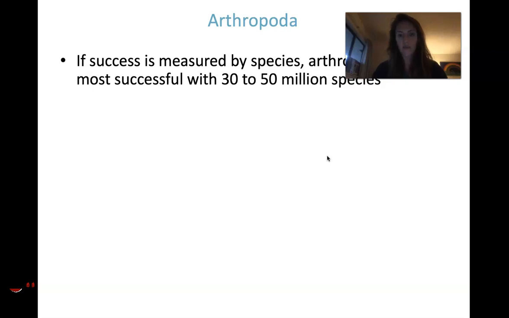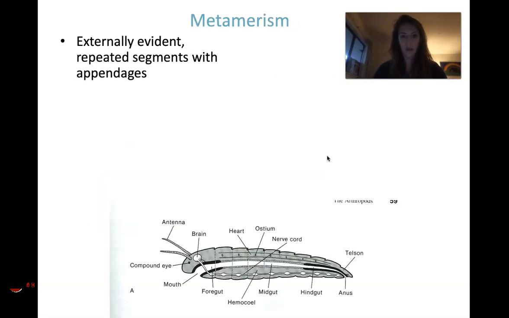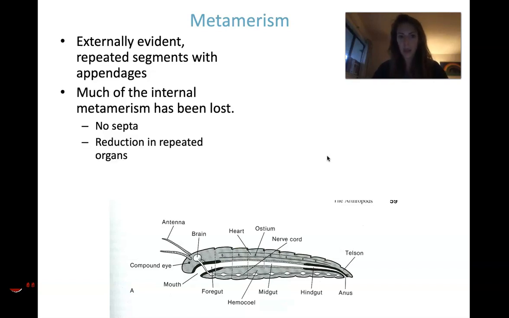Okay. So if we were measuring success by number of species, arthropods would be the most successful. It's the biggest phylum, the most diverse phylum of all the phyla we'll talk about. And there have been 4 major things that we think have helped arthropods be successful. This is going to be metamerism and tagmatization, we'll talk about that, exoskeleton, the hemocoel, and metamorphosis. Okay. So in metamerism, we saw this in the annelids, right? We saw that there are externally evident repeated segments, including appendages. In arthropods, actually, a lot of the internal segmentation has been lost, so the internal metamerism.